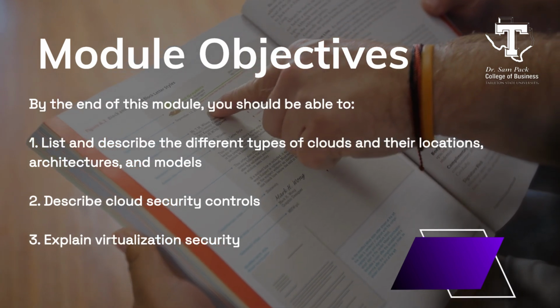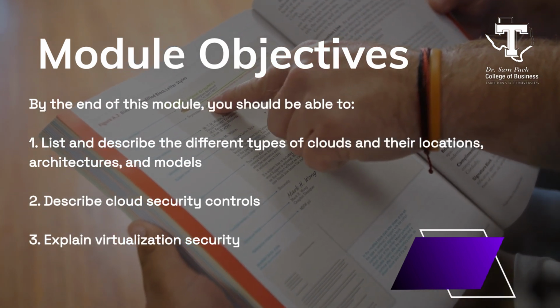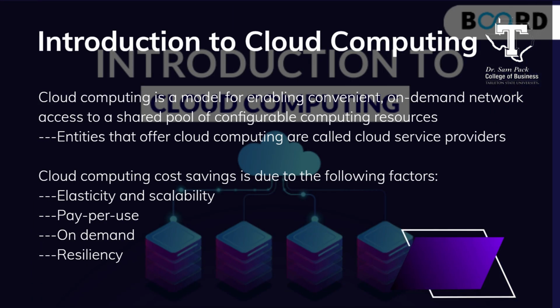Now, let's dive deeper into the types of clouds and their specific security implications. Cloud computing is a powerful model that allows for convenient, on-demand access to a shared pool of computing resources, such as servers, storage, and applications. This flexibility is what makes cloud computing so appealing for businesses and individuals alike. Organizations that provide these cloud services are known as cloud service providers. They manage the infrastructure and offer various services that can be scaled to meet the needs of their clients.